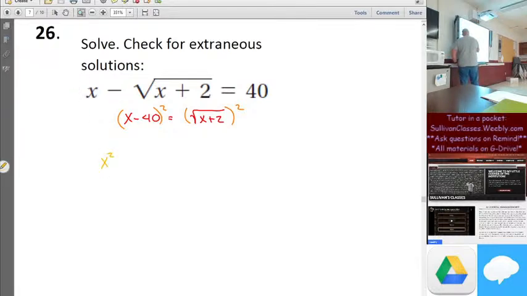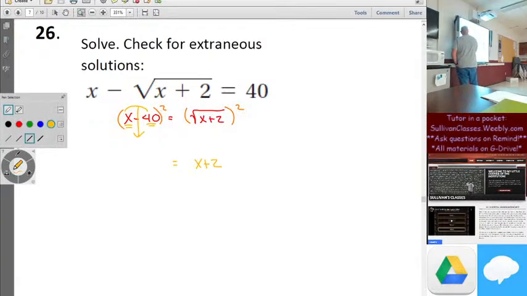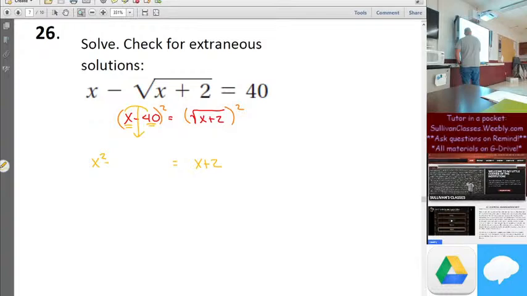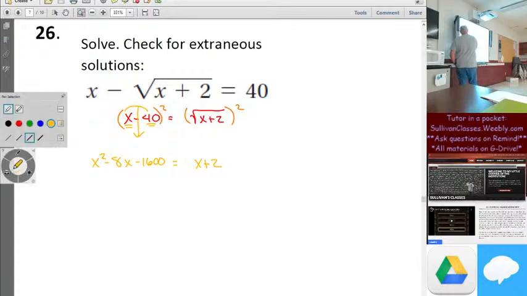Because if you say x squared minus 1600 is x plus 2, you done goofed. Remember, it's square this one, multiply and double. If you don't remember that trick, write it out longhand and FOIL it out. It's a quadratic. Get everything to one side of the bus.